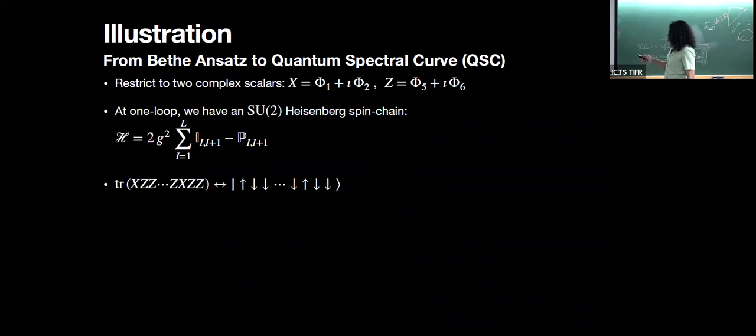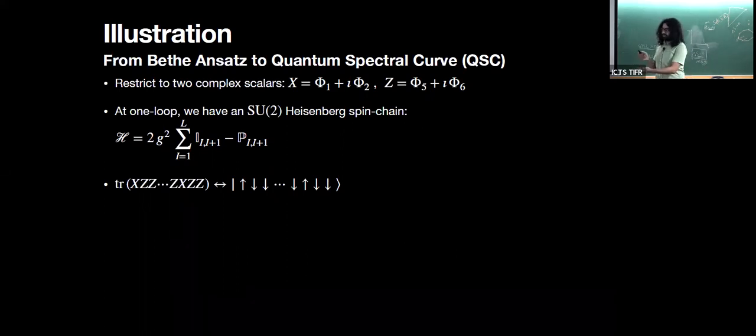All right, so then, as I was saying in the previous slide, you have this kind of mapping. Suppose you have some operator, which is a trace of some x's and z's. This can be mapped to a state in this Hilbert space with some spins up and spins down. Once you have this setup, you can ask, how do I find the energy spectrum? So let's consider the eigenstates of this Hamiltonian. The ground state is particularly easy.